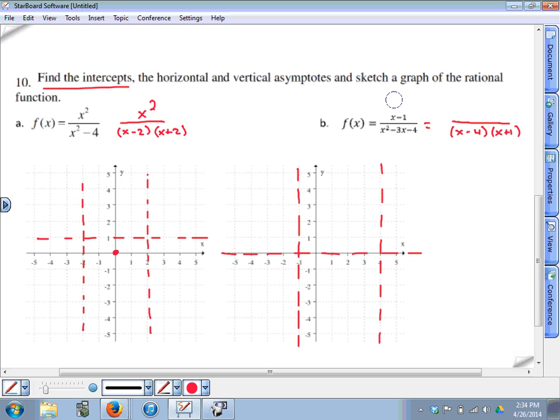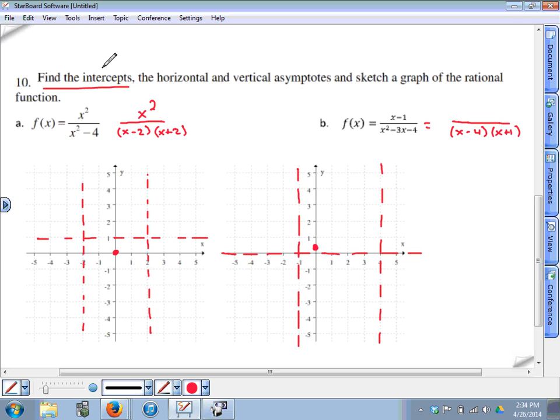Now over here in part B, if you let this x equal 0 and this x equal 0, you're going to end up with negative 1 divided by negative 4, which is 1/4. So this y-intercept is 1/4, about right there. So those are the y-intercepts.